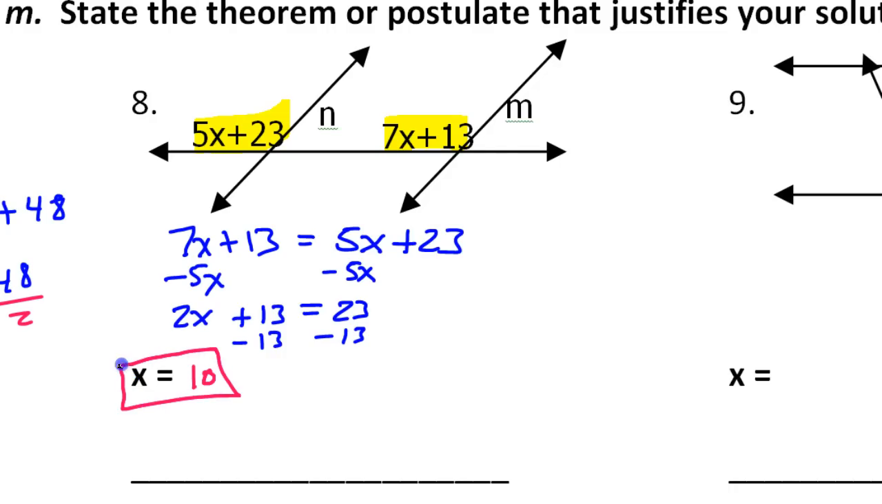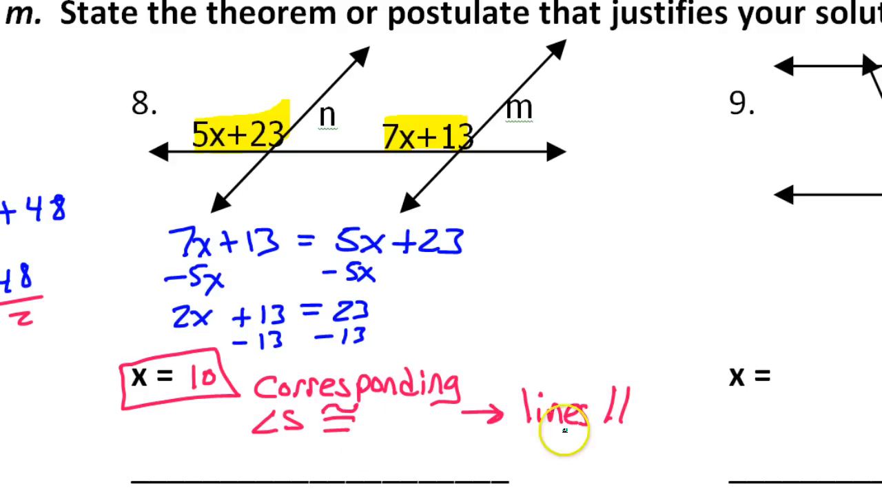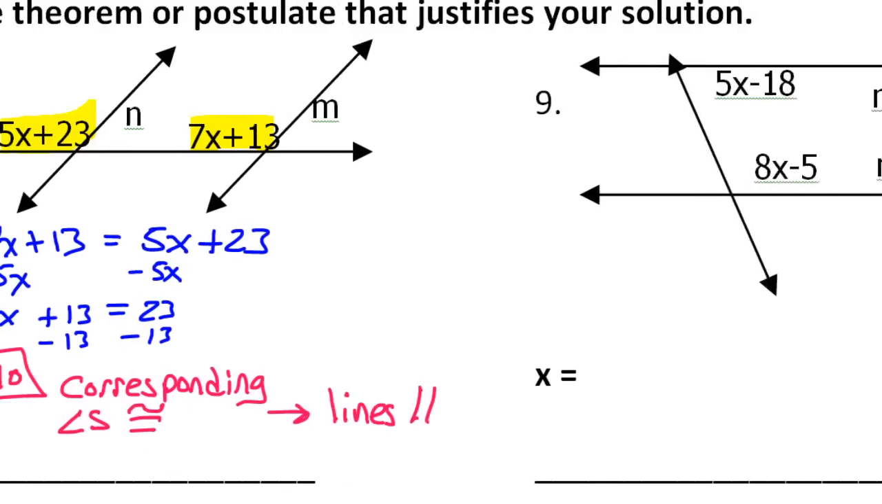Better put a box around it. And now I'm going to say that theorem: corresponding angles congruent implies lines parallel. Okay, just like that. Alright, number 9.